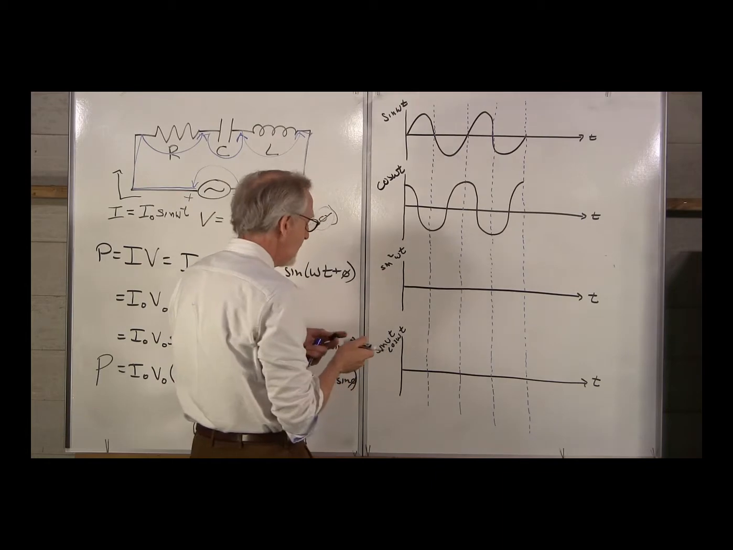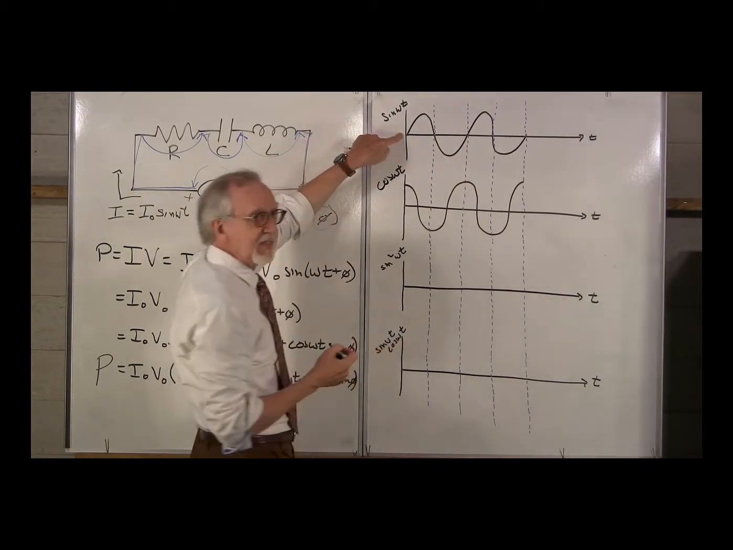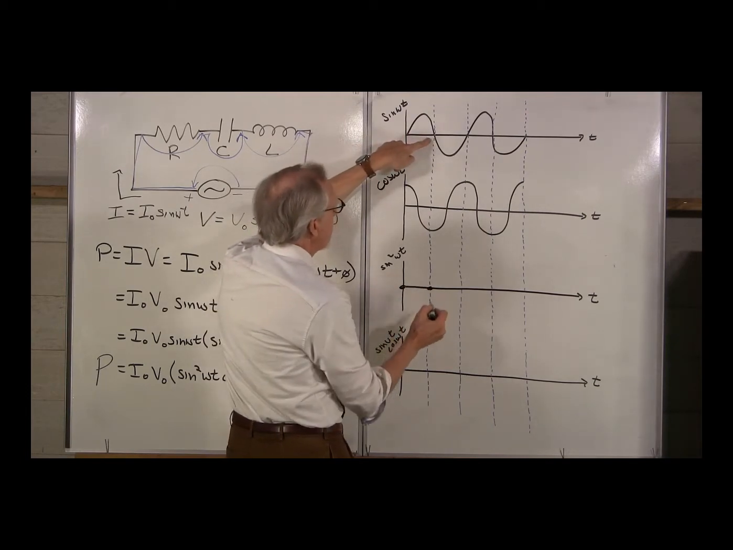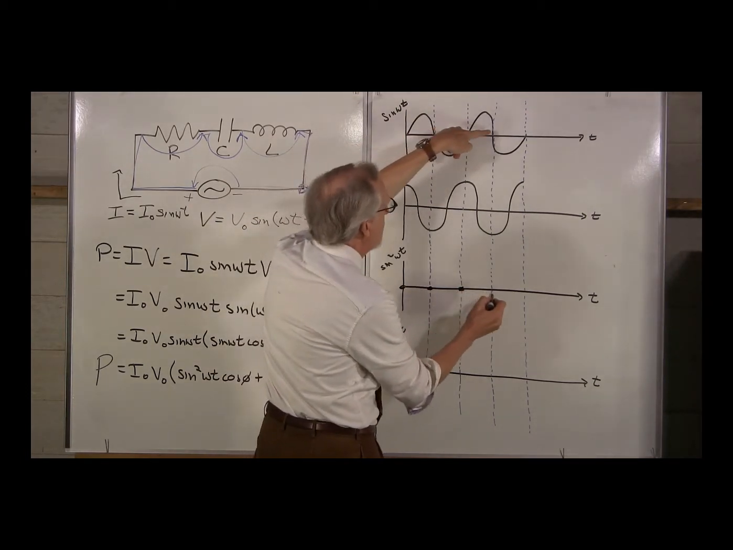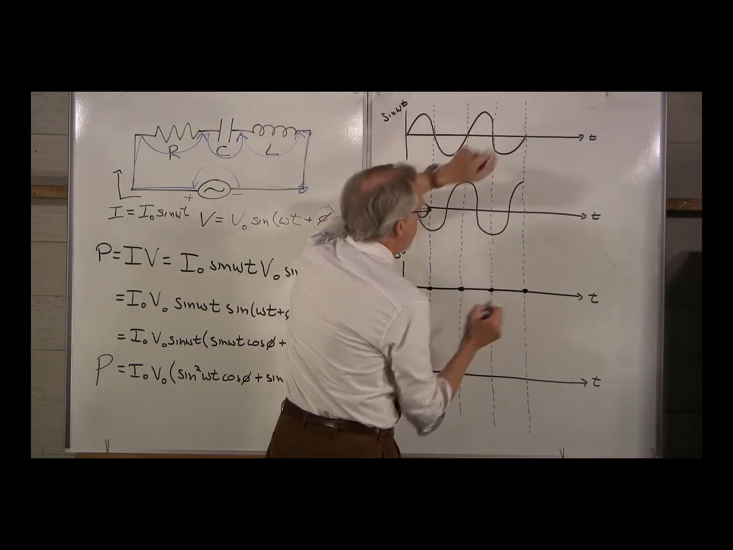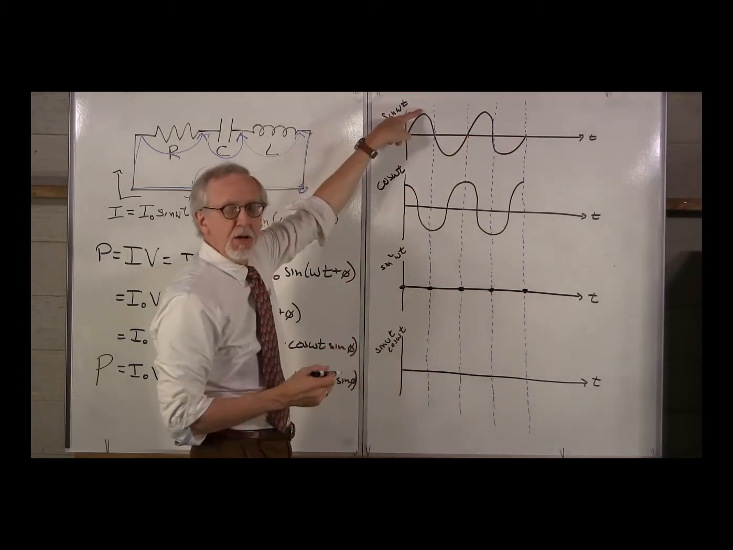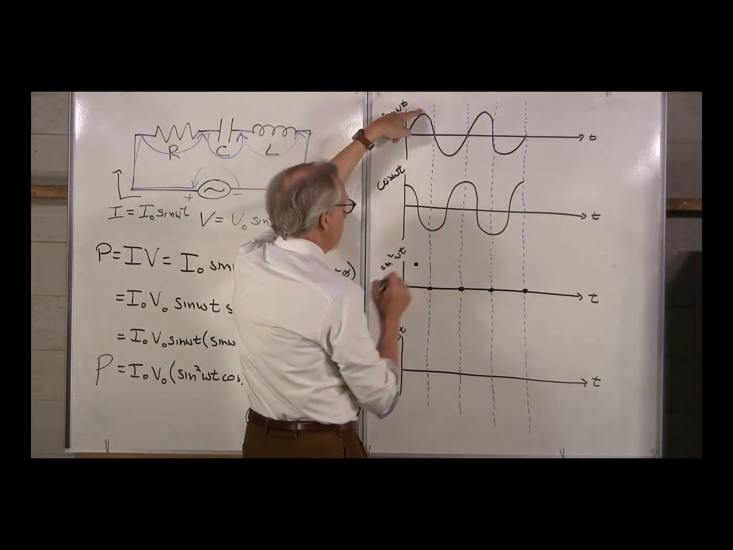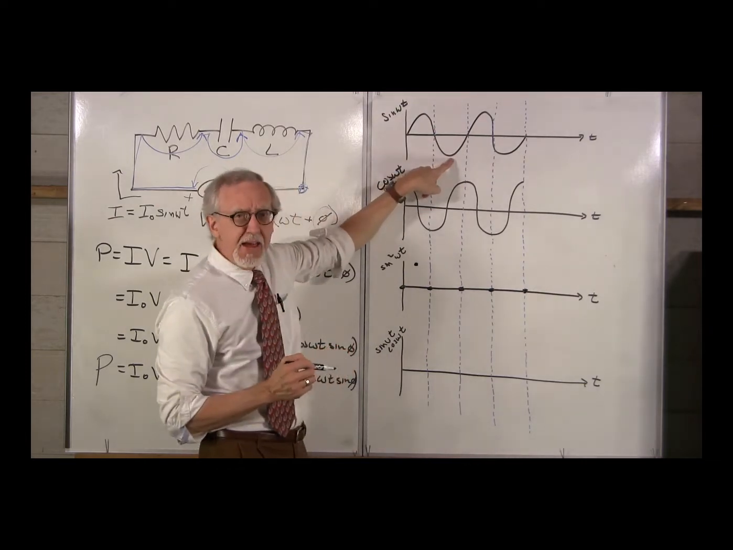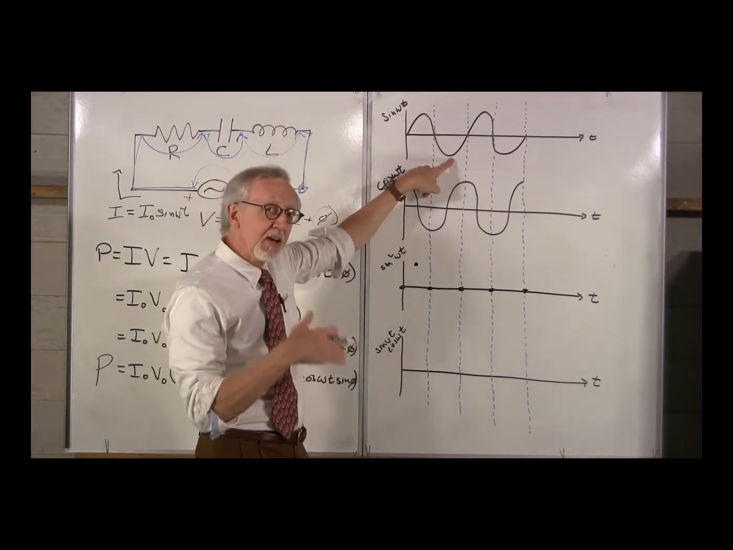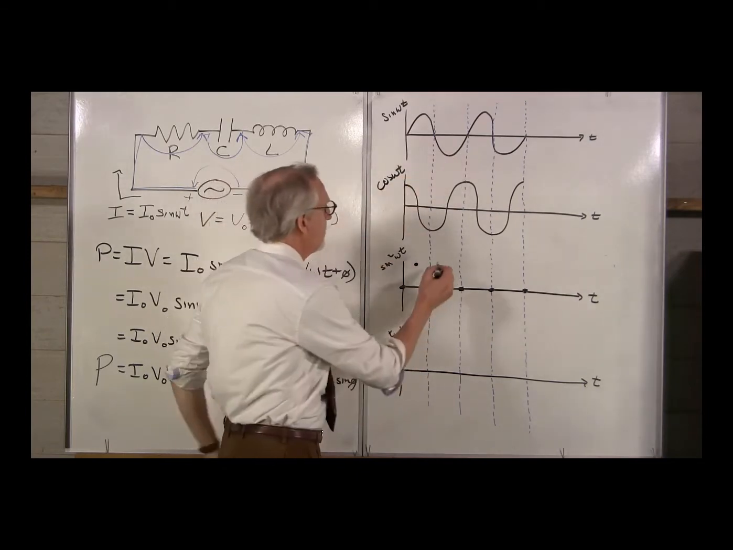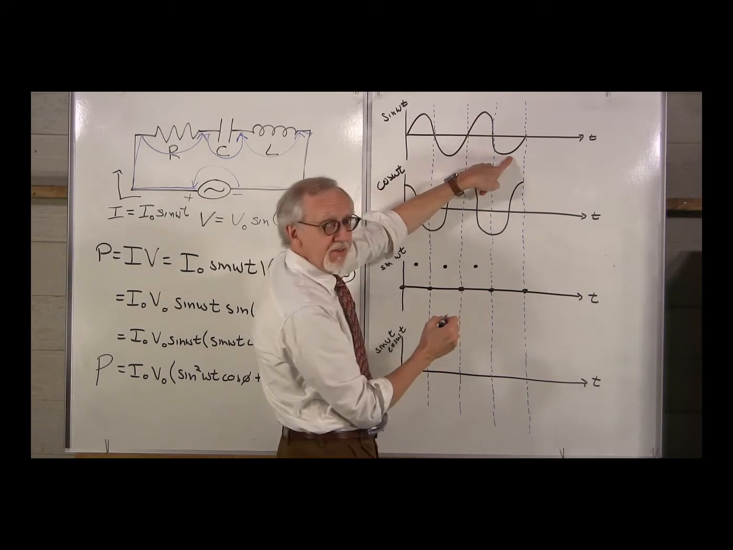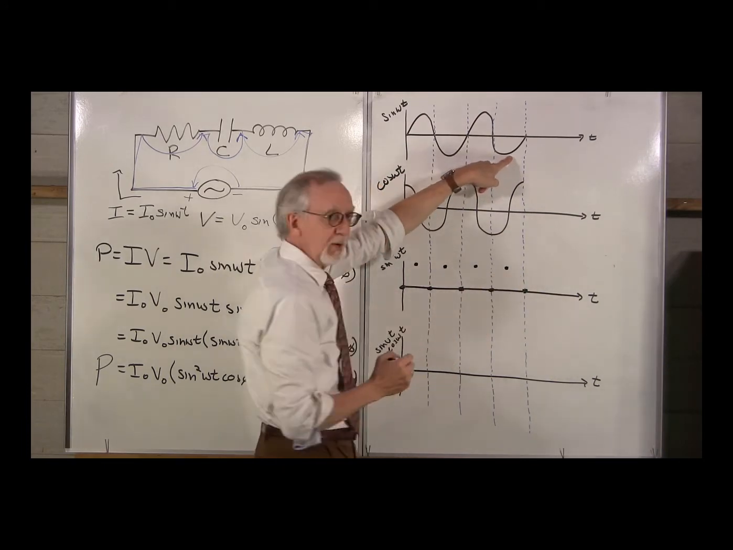Well, when sine is 0, what's sine squared? Sine squared is 0. When sine is plus 1, what is sine squared? Well, plus 1 squared is 1. So sine squared is plus 1. When sine is negative 1, what's sine squared? What's negative 1 times negative 1? Plus 1. So when sine is negative 1, sine squared is also plus 1.